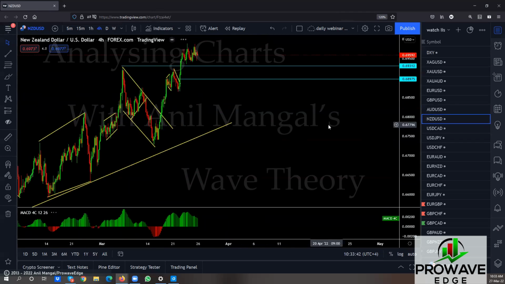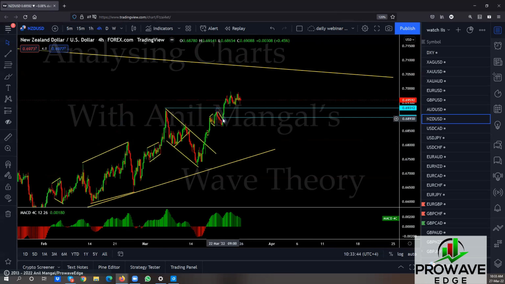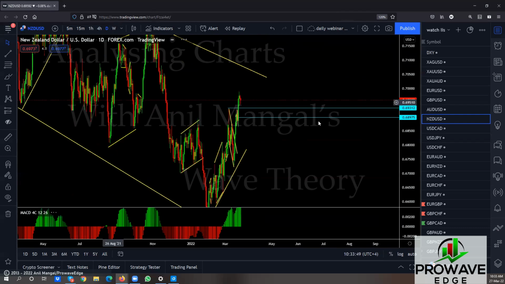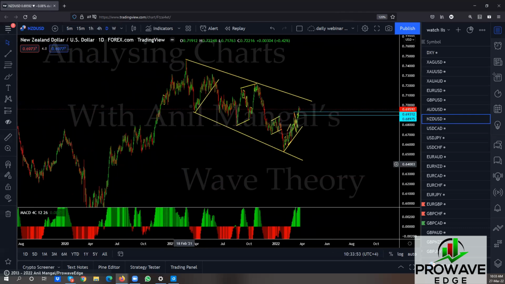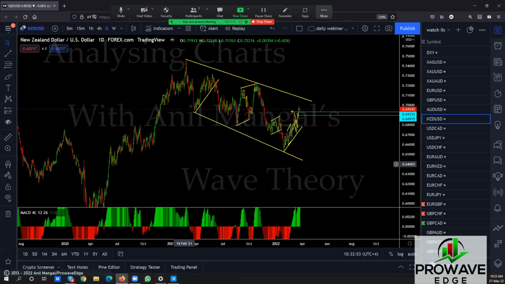New Zealand, let's go. This was a perfect buy setup. Break the top, take profit. Now, this is still in the downtrend. We haven't broken out of the structure. See this? We're still in this one. And there's a very, very high probability that this comes back here.